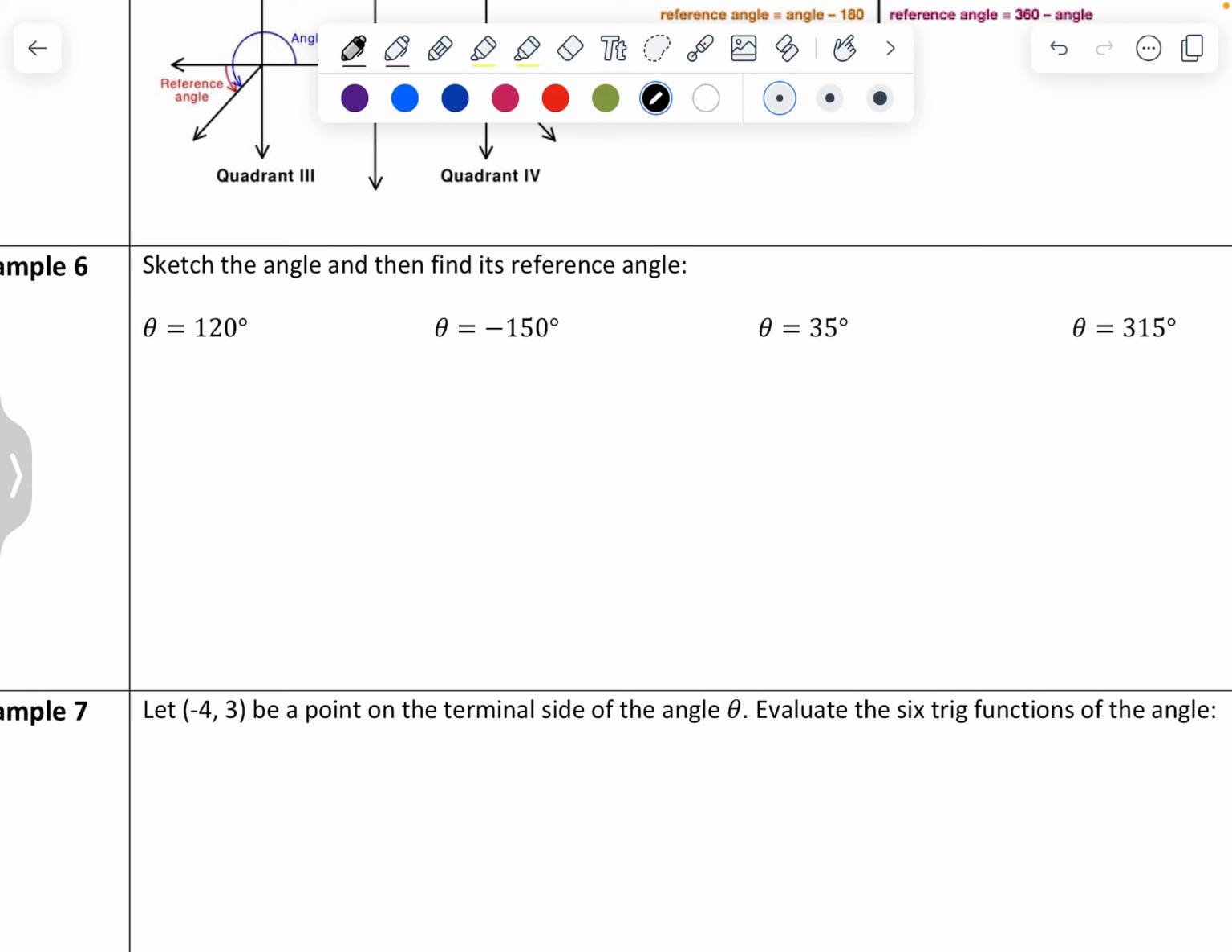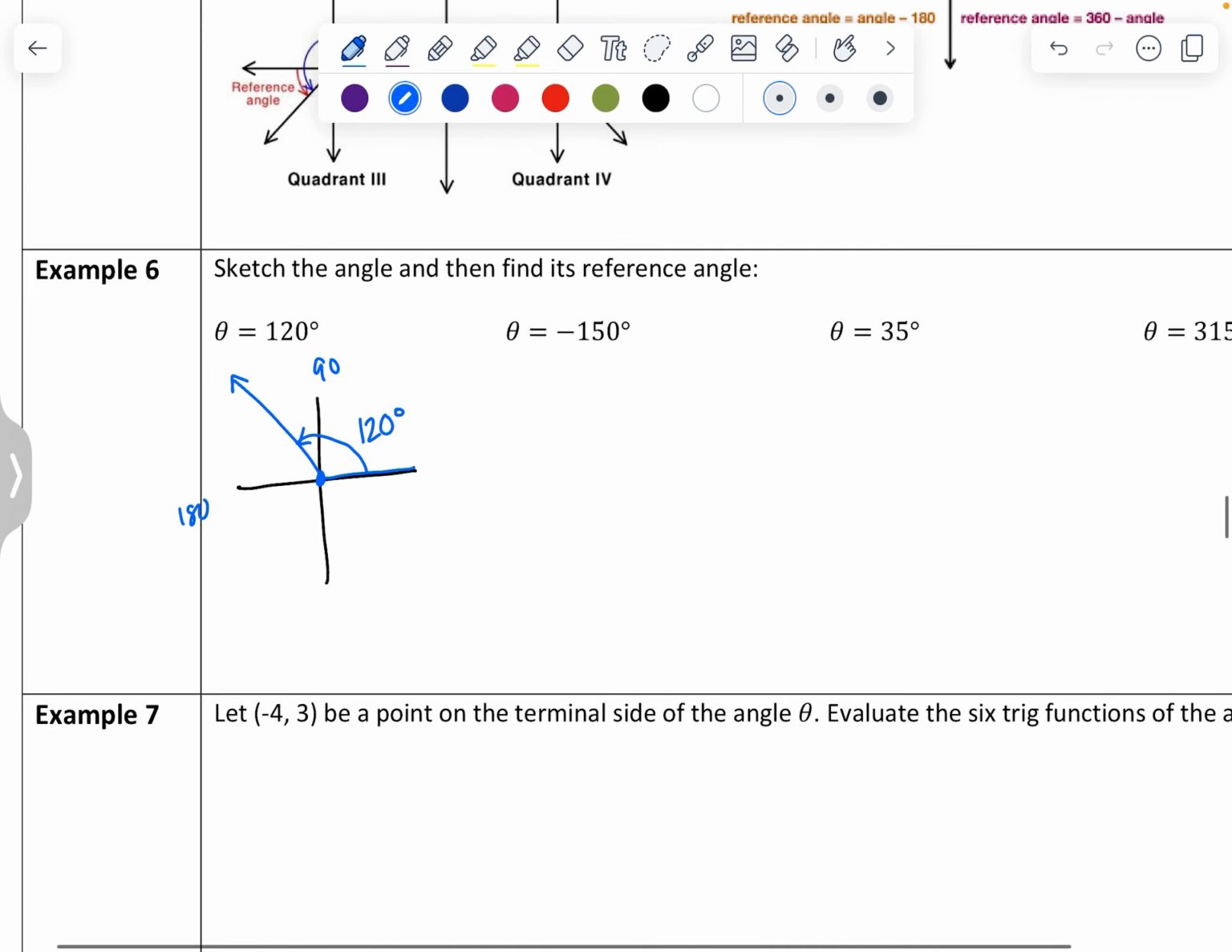So we're going to sketch the angle, then find the reference angle. So first, make an XY axis, 120 degrees positive. Remember, this is going to be 90, 180. So we're going to go about 30 degrees over 90. So this would be my directional angle. This would be 120 degrees.